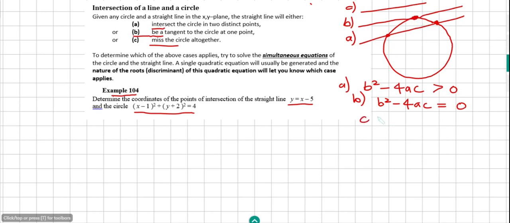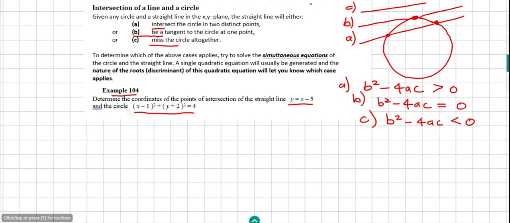And situation C would be when the discriminant was actually less than 0. And that would mean there were no solutions to the quadratic, which would correspond to there being no places where the line would touch the circle. So that's how we can know by looking at the discriminant.